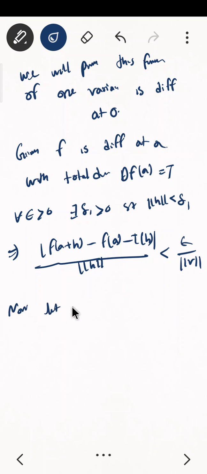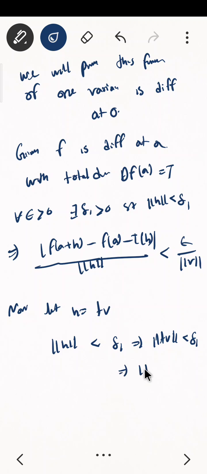Now let h equal to tv, and norm h is less than delta 1. That implies norm tv is less than delta 1, which is mod t norm v less than delta 1. That means mod t is less than delta 1 upon norm v. We'll be using this somewhere. So here in place of h, we will have tv.